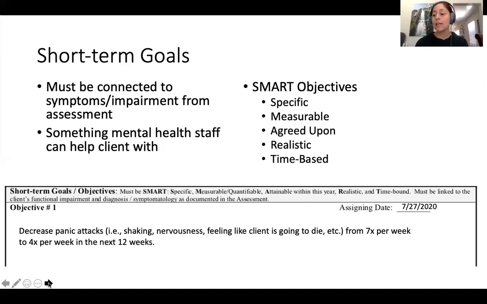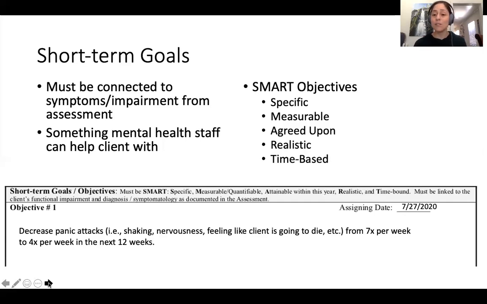Measurable or quantifiable, this means that the goal should measure when and how the objective is tracked and achieved. So this gives us a starting point and an ending point. How many panic attacks and how long do they last? So here I have from 7 times a week, meaning that the panic attacks are happening 7 times a week, and I'm trying to get them to 4 times a week, okay?